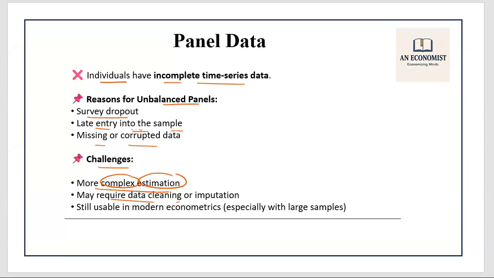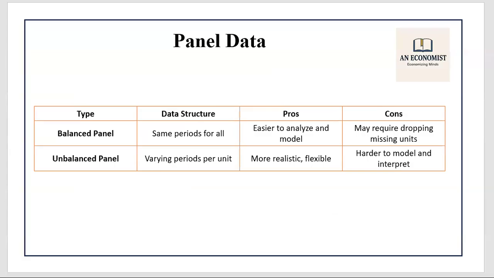Second, it may require data cleaning and imputations. Imputation means you will substitute the missing value somehow. There are different approaches for imputations. You will use some method and try to approximately put some values, try to impute some values. You will try to substitute the missing values. And third is that it is still usable in modern econometrics, especially with a large sample, but the process will be more complex, right? So it is advisable that we must work with the balanced panel. And this is the final thing that we will see, and then we will stop for today.